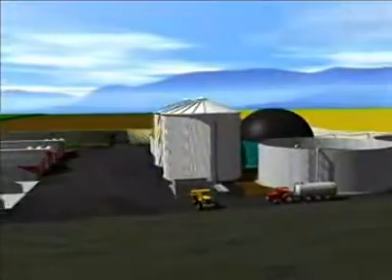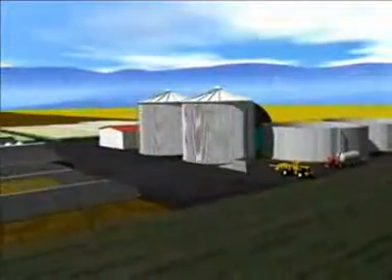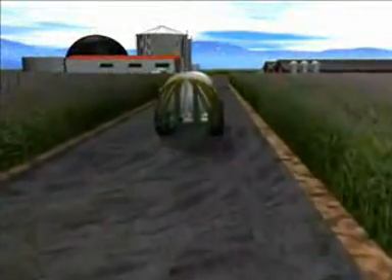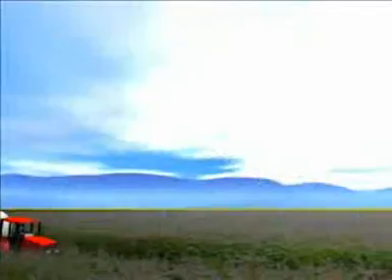Welcome to a virtual tour through one of BioConstruct's biogas plants. Controlled fermentation of biomass in biogas plants produces a gas that can be used to produce electric or thermal energy on account of its high percentage of methane.